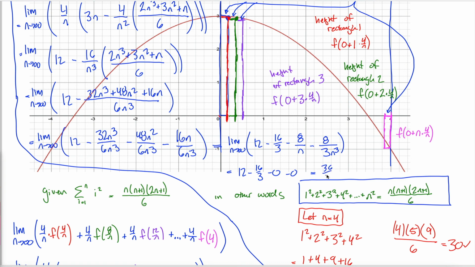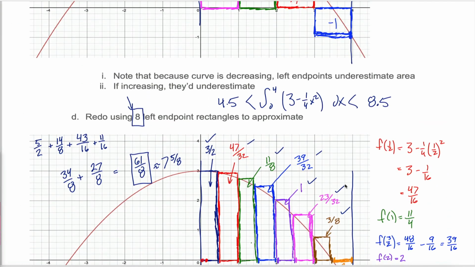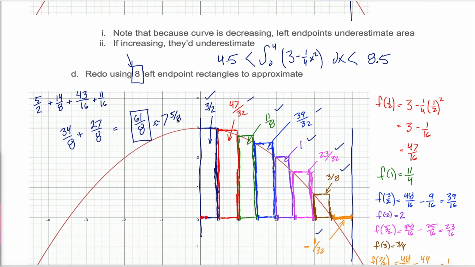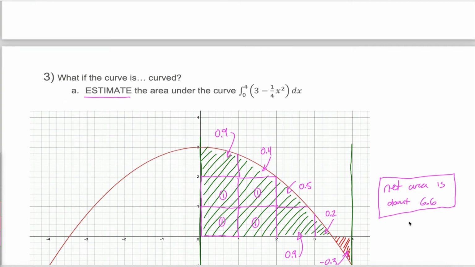12 is 36 thirds. 36 thirds minus 16 thirds is equal to 20 thirds. 20 thirds is equal to 6 and 2 thirds, and 6 and 2 thirds is the exact, not approximate, but exact area underneath this curve from 0 to 4. We ballparked that to be between 4.5 and 8.5, which we later improved to be between 4.5 and 7 and 5/8. We originally thought it was about 6.6, which ended up being a damn good estimation, although not a useful estimation, because this estimation does not translate well to becoming more precise.